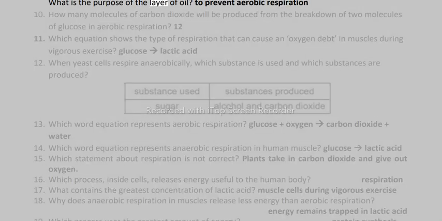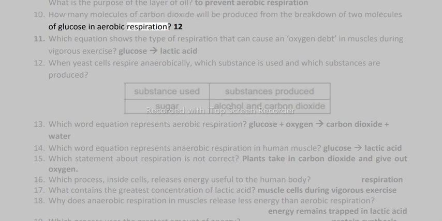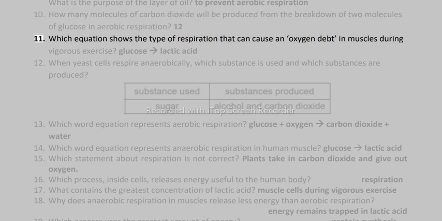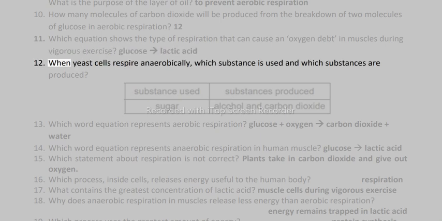What is the purpose of the layer of oil? To prevent aerobic respiration. 10. How many molecules of carbon dioxide will be produced from the breakdown of 2 molecules of glucose in aerobic respiration? 12. 11. Which equation shows the type of respiration that can cause an oxygen debt in muscles during vigorous exercise? Glucose gives lactic acid. 12. When yeast cells respire anaerobically, which substance is used and which substances are produced?